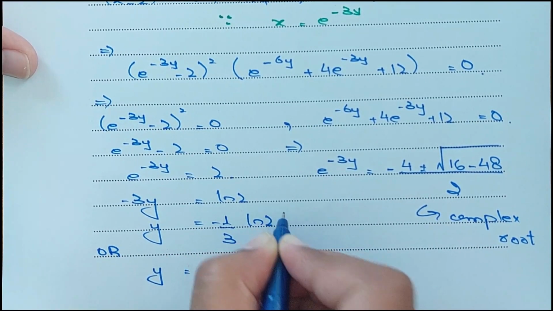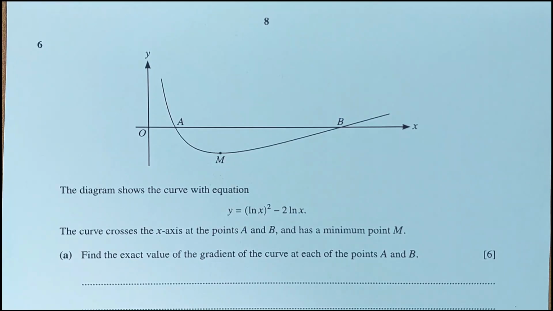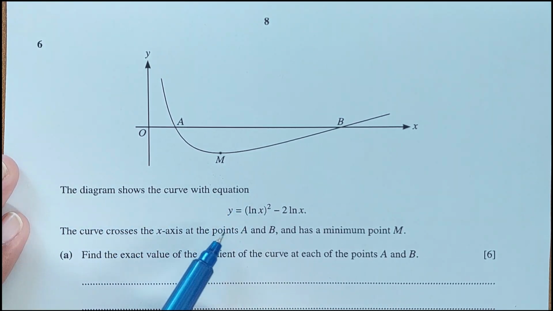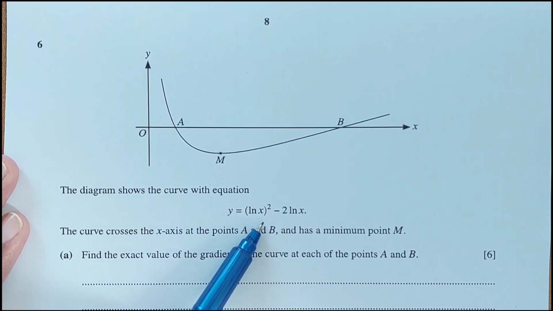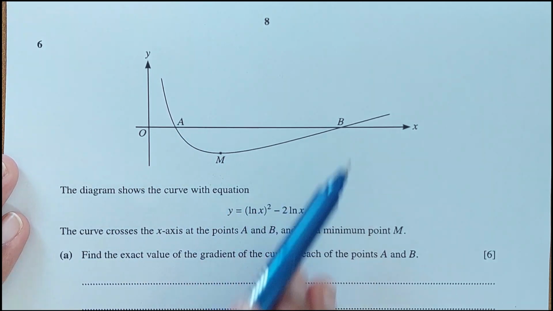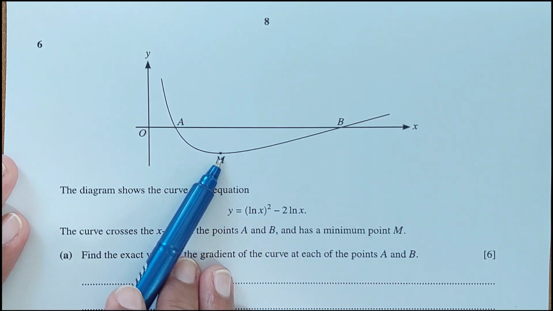Minus is in the power, minus 1 is 1 by 2. Question number 6. The diagram shows the curve with equation y equals (ln x) squared minus 2 ln x. The curve crosses the x-axis at points A and B and has a minimum point at M.